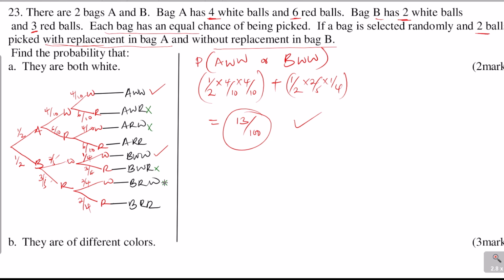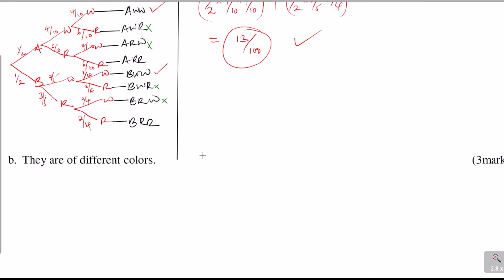Like that. So those ones, you can see there are 4. White, red from bag A; red, white from bag A; then from bag B, white, red; red, white. Those are the 4 that we need to consider. So these will be given by the probability of from bag A, white, red, or from bag A, red, white, or from bag B, white, red, or from bag B, red, white, like that.